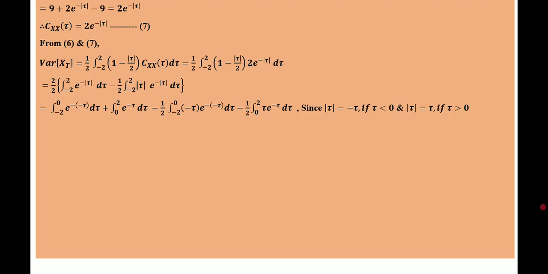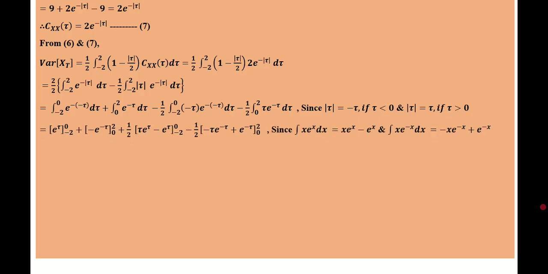Similarly for the second one, minus 1 by 2 integral minus 2 to 0 minus tau e power minus tau d tau minus 1 by 2 integral 0 to 2 tau e power minus tau d tau. Now we are integrating e power tau, right? E power tau integral is e power x only. So lower limit and upper limit minus 2 to 0. Similarly minus e power minus tau, e power minus x is nothing but minus e power minus x integrating, right? 0 to 2 limit. Then plus 1 by 2, next tau e power tau minus e power tau.